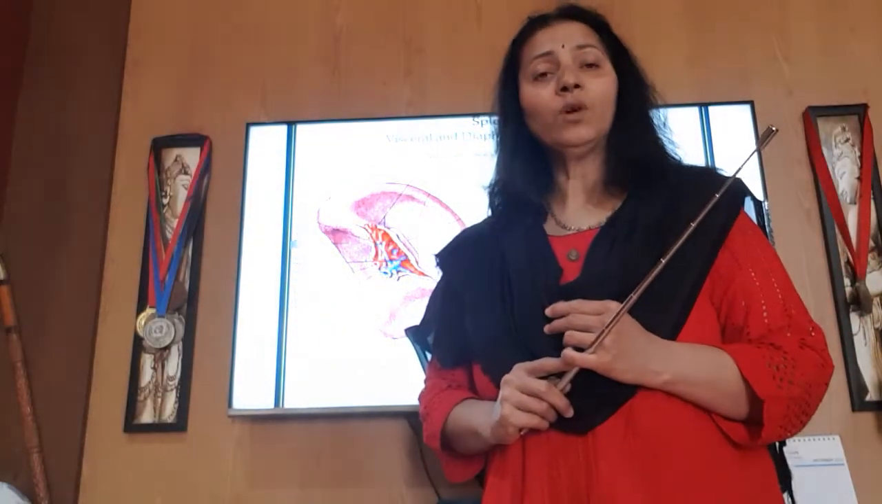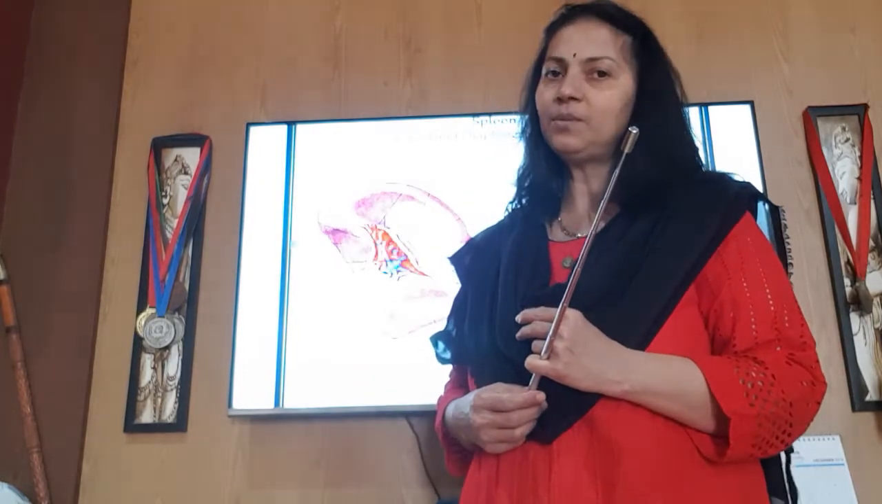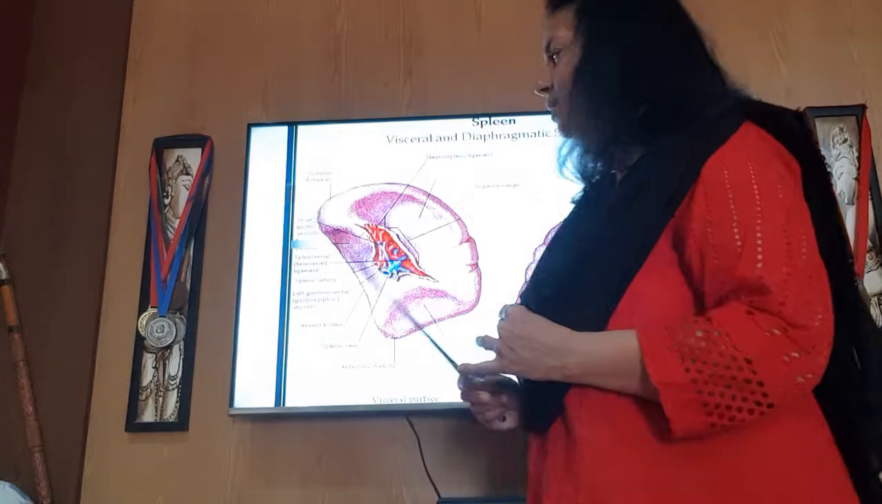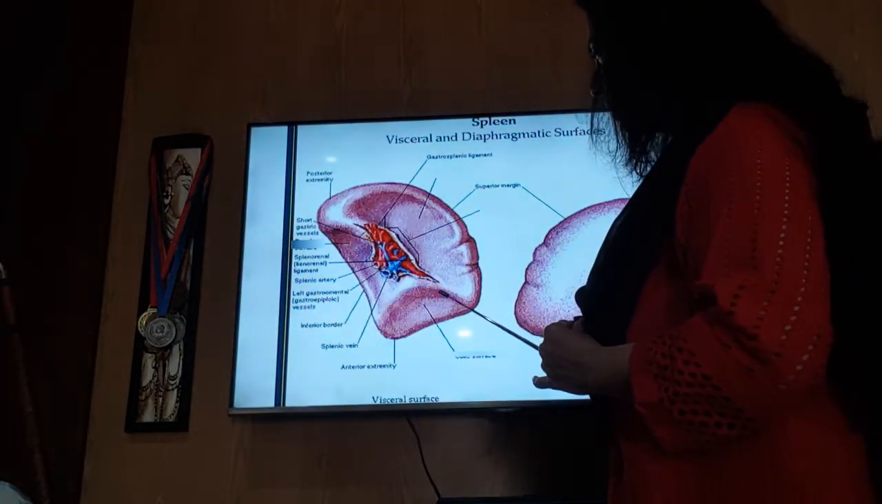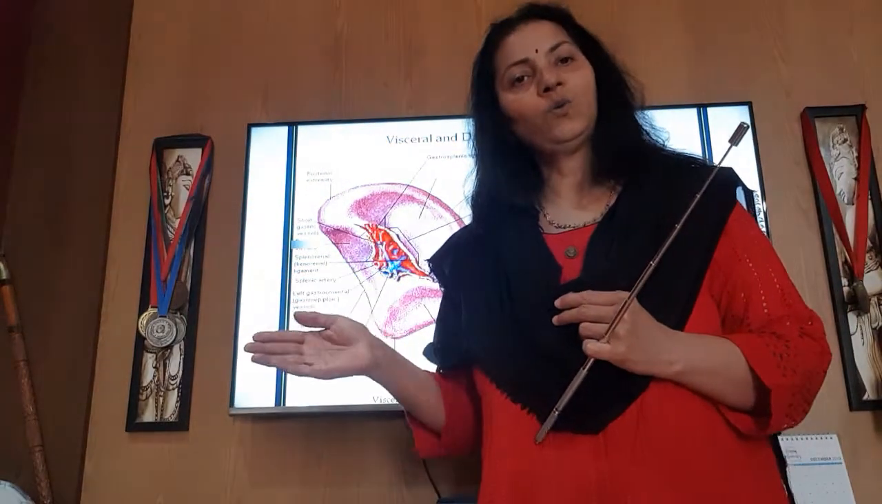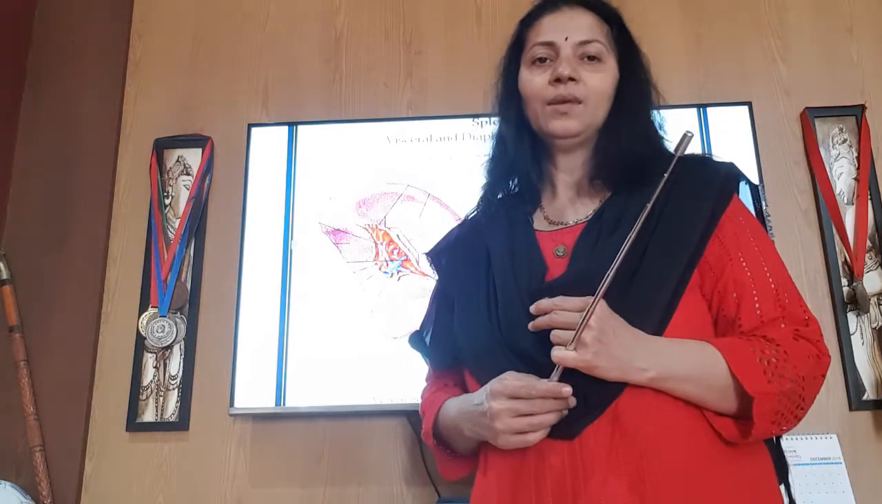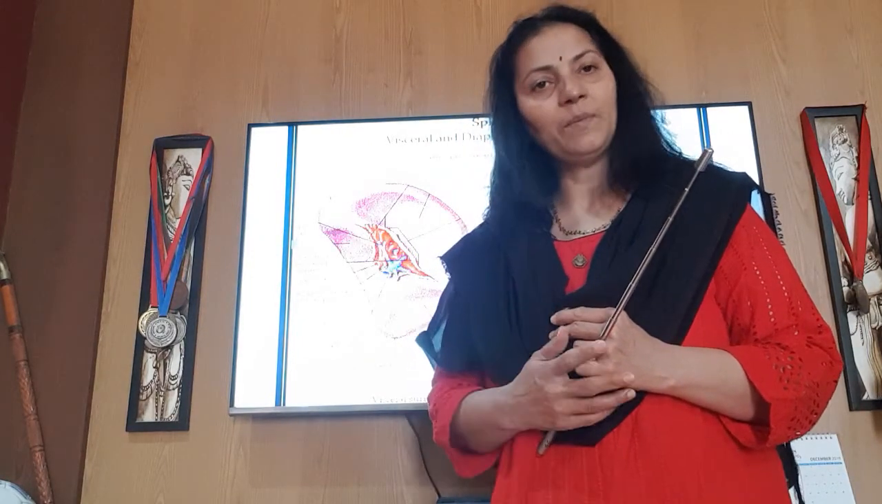So what is the axis and the direction of the spleen then? Since it is lying between the 9th and 11th rib, the axis is going to be along the 10th rib. So the axis of the spleen is along the 10th rib and it is directed obliquely downwards, backwards and outwards, because it is lying along the ribs. So this is about its dimensions.